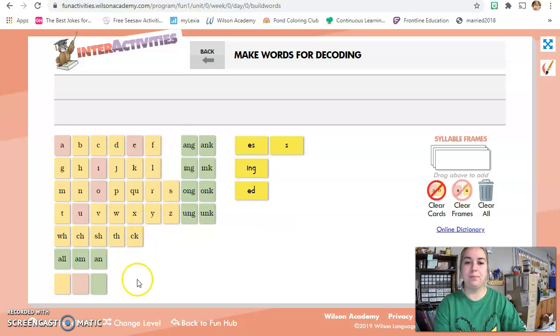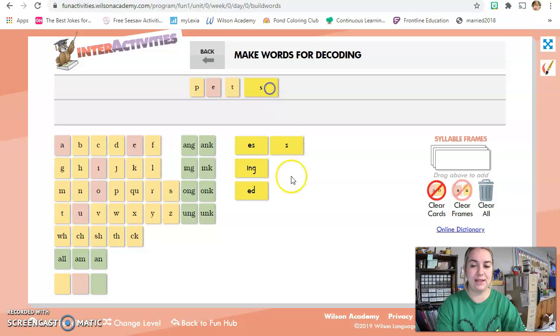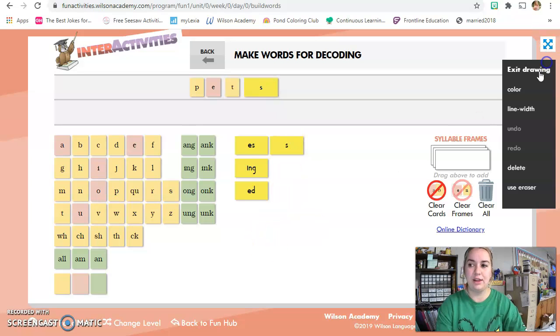Let's build pets. Tell me what I'm going to put for P. P. E. T. And now I'm ready for my suffix. Remember that they are on those bright yellow suffix frames. Pets. All right, let's mark that word up.